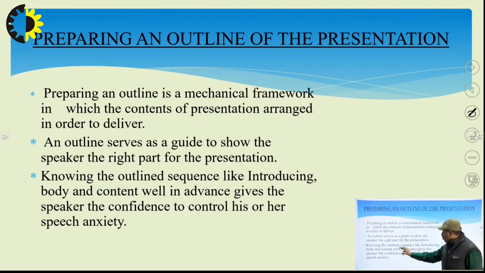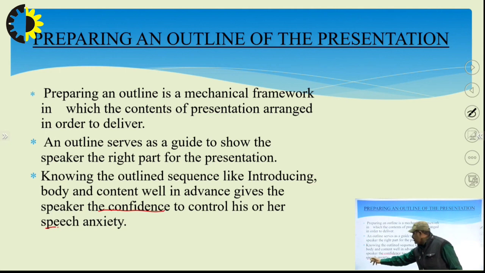So, knowing the outlined sequence like introduction, body and conclusion well in advance gives the speaker the confidence to control his or her speech and anxiety. So, very important.